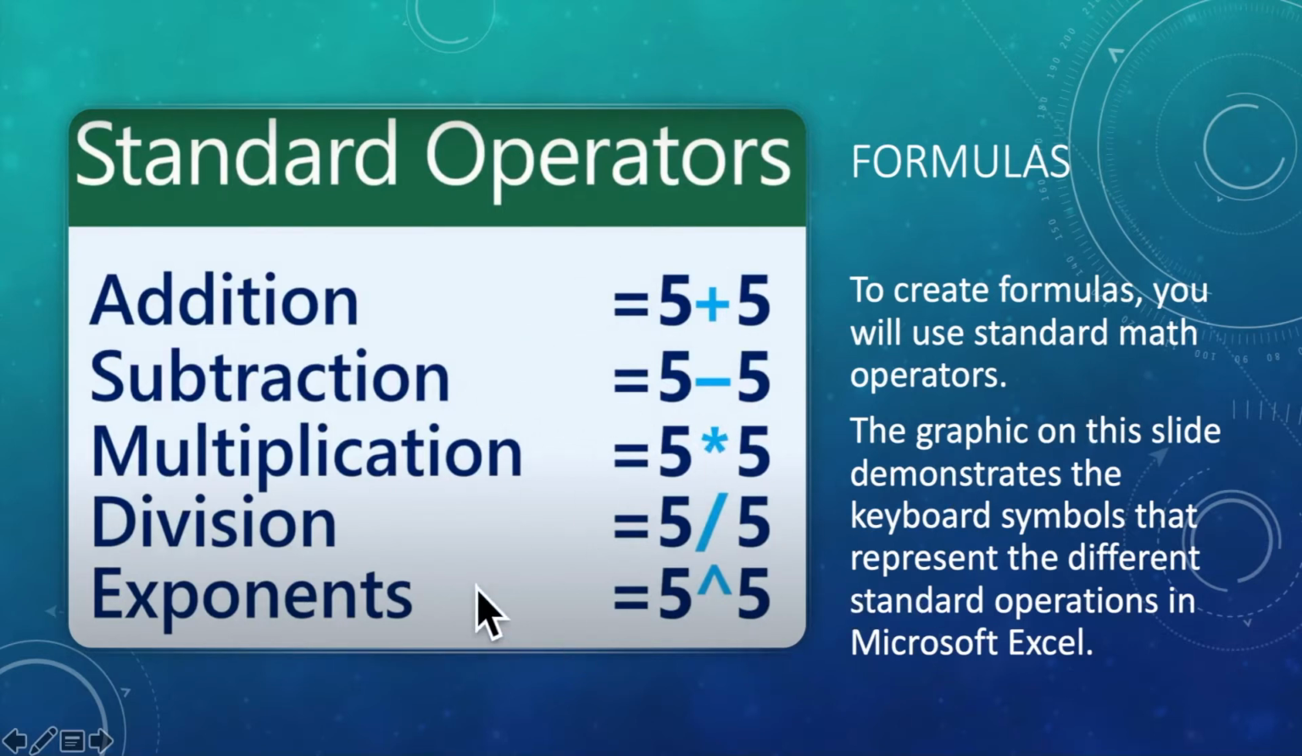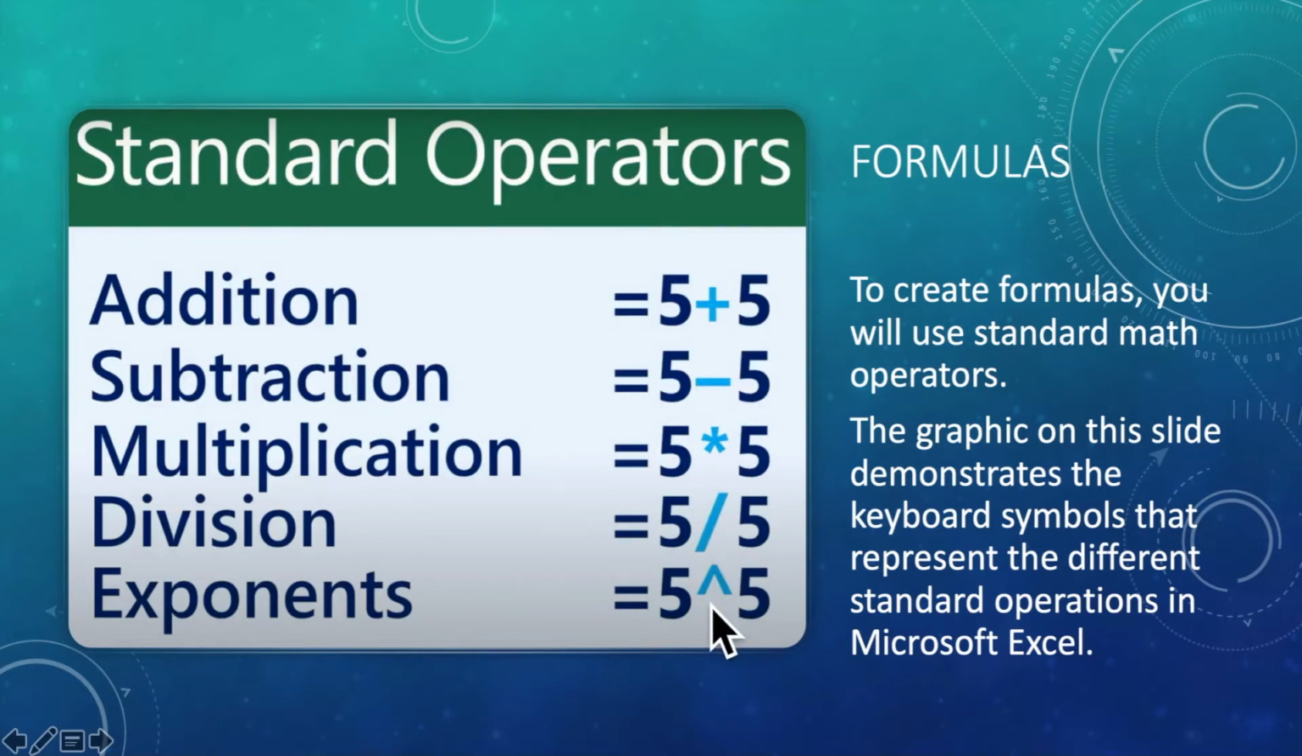And over here on this graphic, it's showing you the different keyboard symbols that you'll use to identify those different standard operations. Okay, the first two, pretty easy, right? A plus sign and a minus sign for adding and subtracting. When you are looking to multiply, you're going to use an asterisk. For division, you'll use the /.